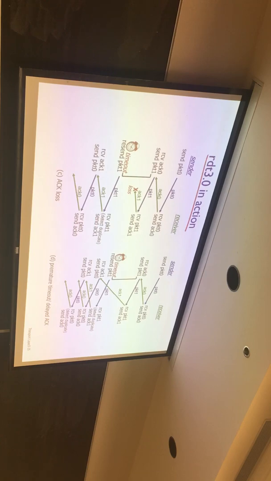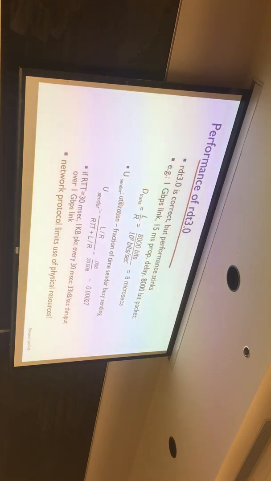So here we can see we actually didn't use a packet number. We just alternate between 0 and 1. So in this case, we can deliver reliable data transfer that can handle errors and data loss. Then how about performance? It uses the channel in a very inefficient way.